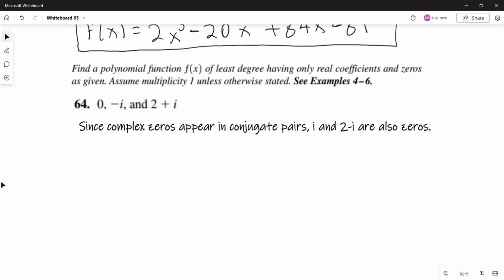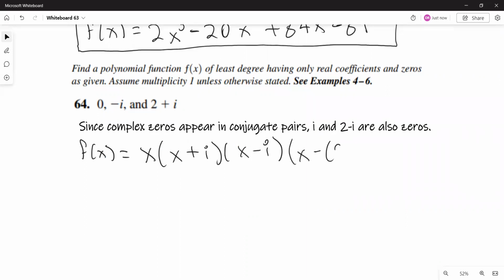I have some information. I know that f of x, let's keep it as simple as possible. We're going to assume that the leading coefficient is 1. So that's going to be x times x plus i times x minus i times x minus 2 plus i times x minus 2 minus i.